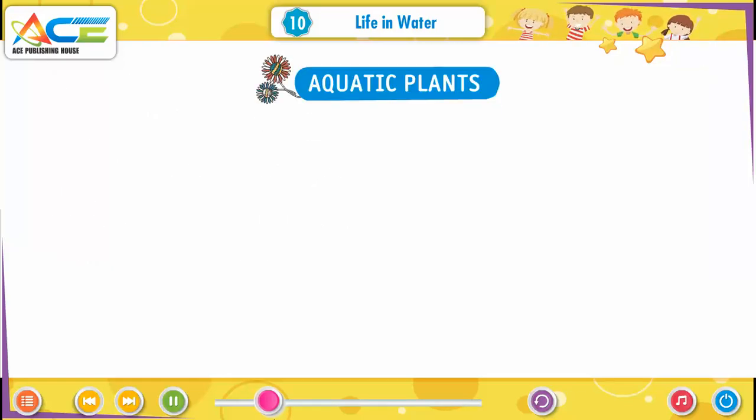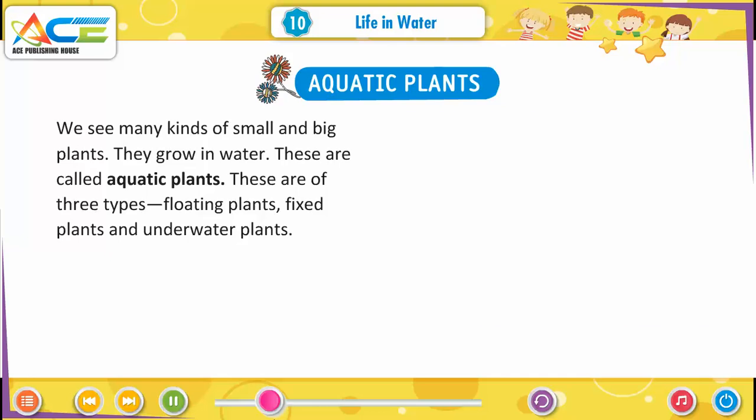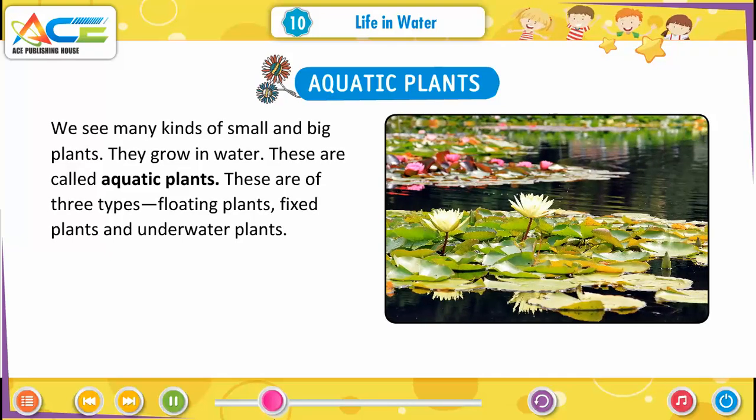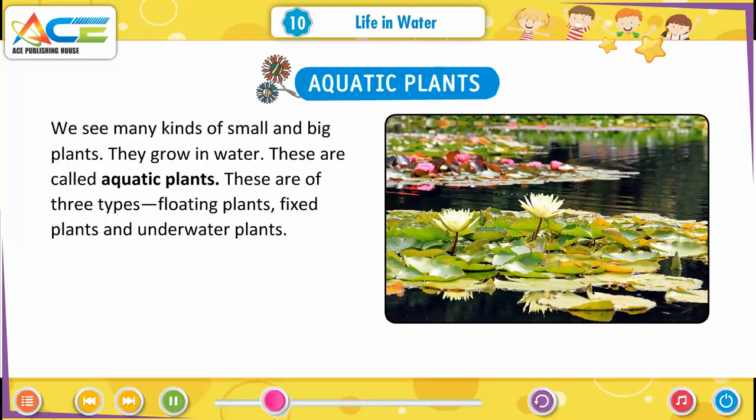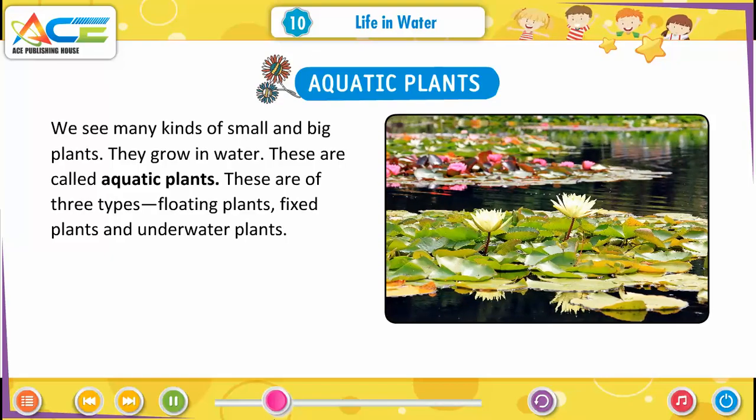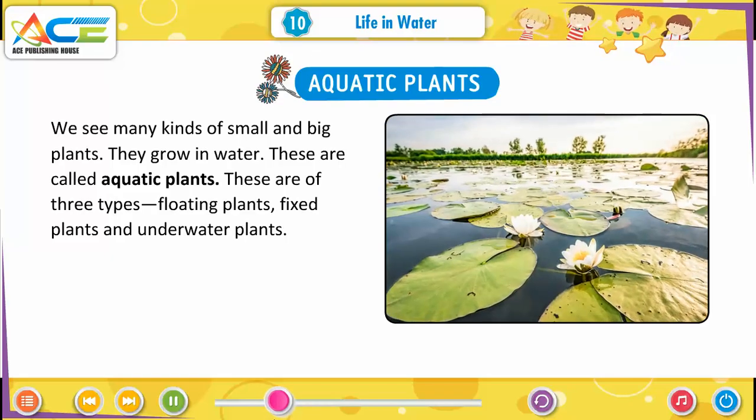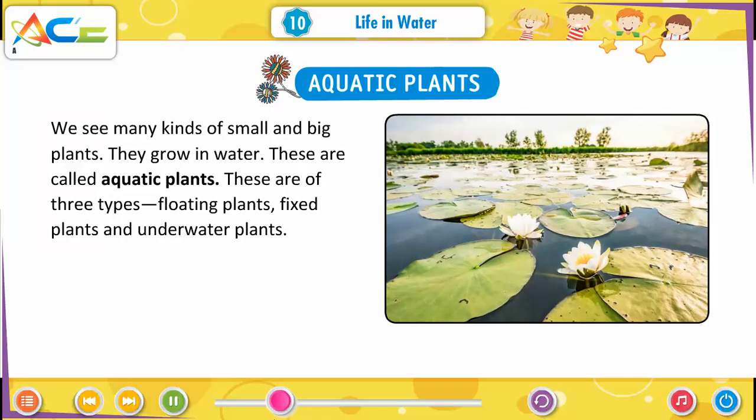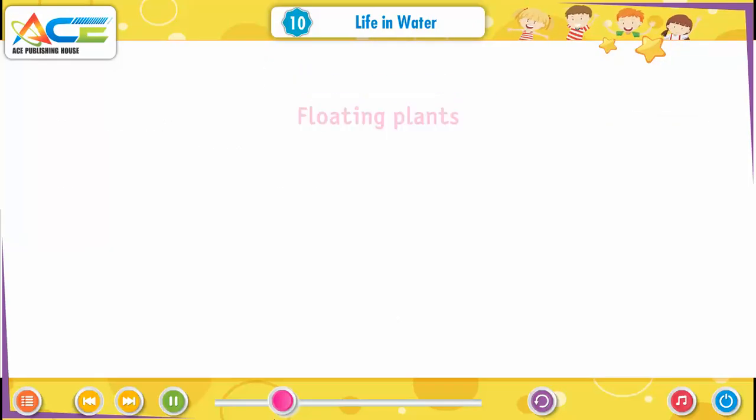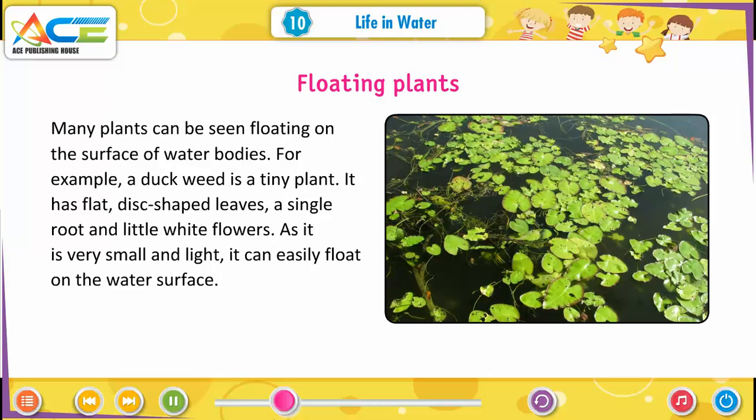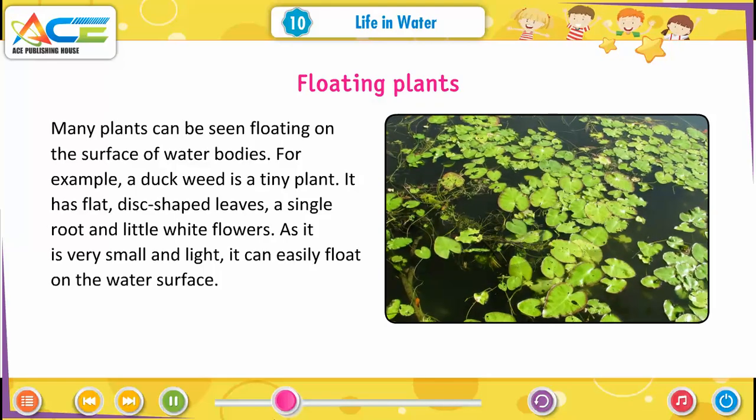Aquatic plants. We see many kinds of small and big plants. They grow in water. These are called aquatic plants. These are of three types: floating plants, fixed plants, and underwater plants. Floating plants. Many plants can be seen floating on the surface of water bodies.